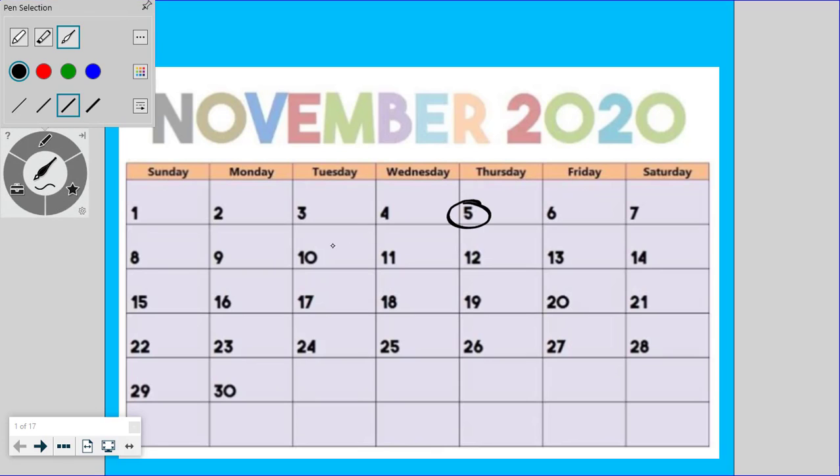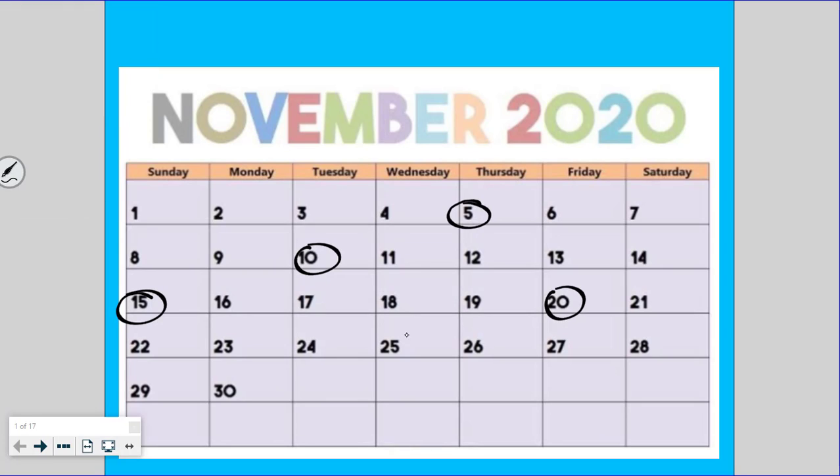5, 10, 15, 20, 25, 30. I'm wondering, do you see any patterns?